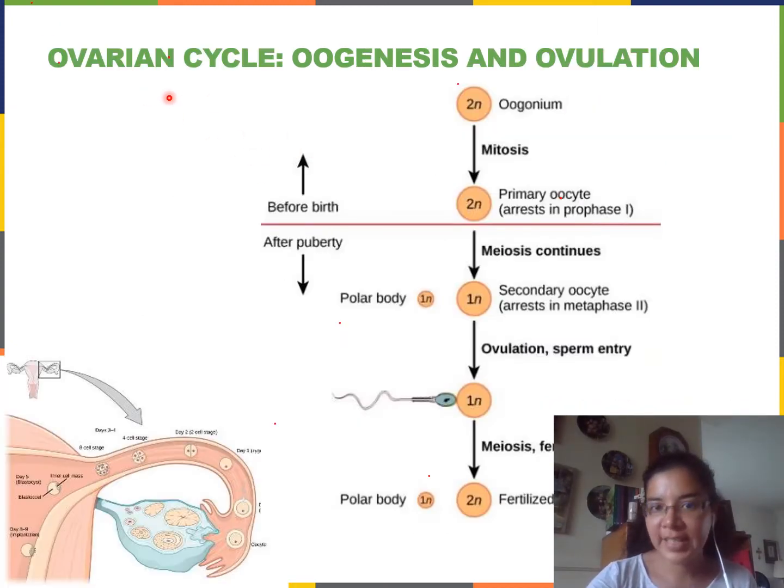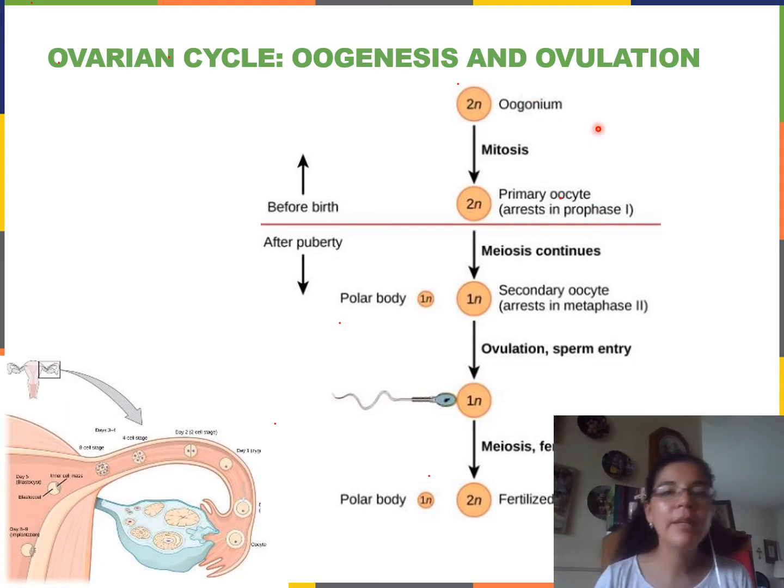Here we have the ovarian cycle, oogenesis, and ovulation. So remember, we're looking at meiosis applied to the egg. Starting with the meiotic division, we have oogonia. Through mitosis, we have the primary oocyte. This happens before birth, before a female fetus is born. These cells, oogonia, mature and give rise through mitosis to primary oocytes.